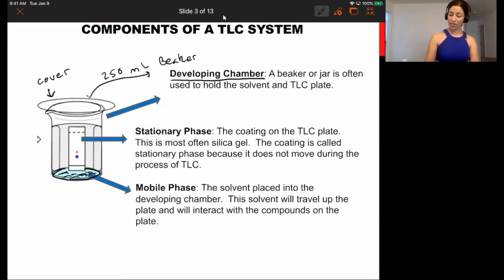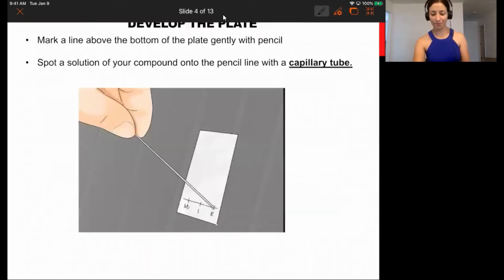Lastly, we're going to use a TLC plate coated with a white powder known as silica gel. This coating, shown here along the surface, is known as a stationary phase because it will not move the way the liquid will move up the plate from the bottom of the chamber throughout our chromatography process. So these are the bones of your chromatography setup.